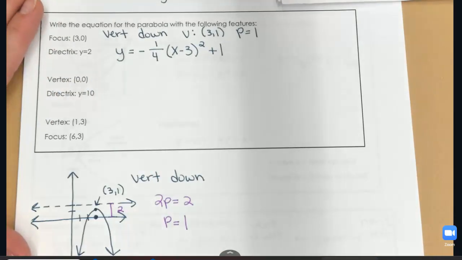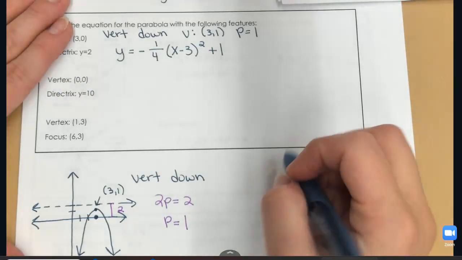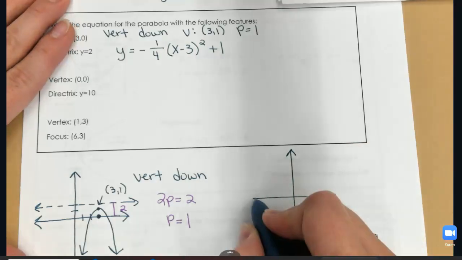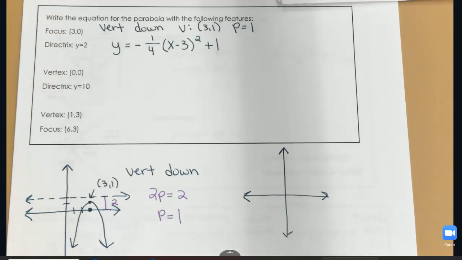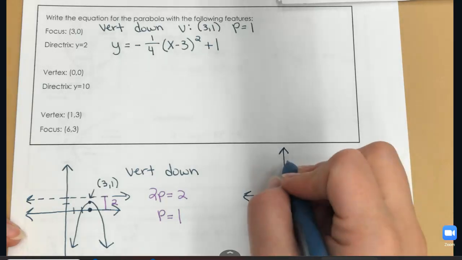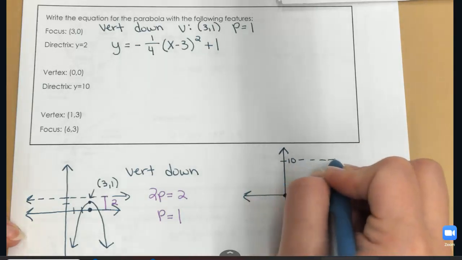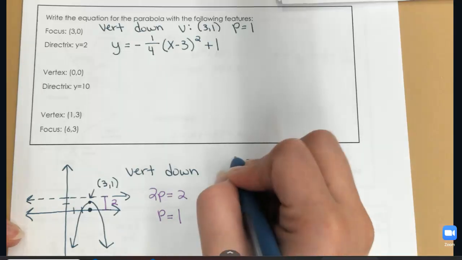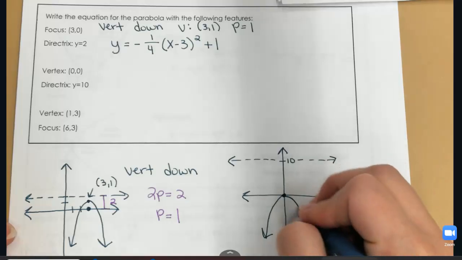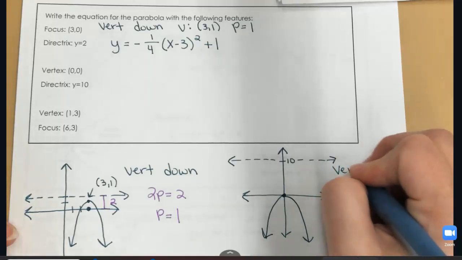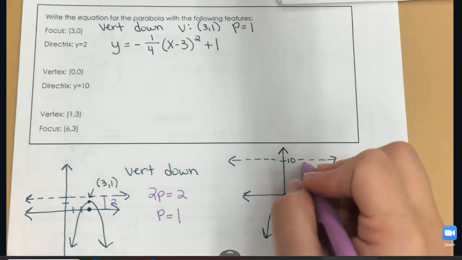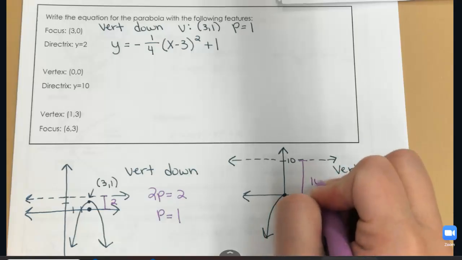I'm given the vertex, okay, I need to know that, and I'm given the directrix. So I still need to find p, and I need to figure out the orientation of this parabola. Is it vertical, horizontal? What direction is it opening? So I have a vertex at 0, 0, easy peasy. Directrix is at y equals 10. So this is my directrix. Now remember, we don't intersect the directrix. So if this is my vertex, that means that again it is vertical opening down. And p is the distance from the vertex to the directrix. So from here to here, that is 10.